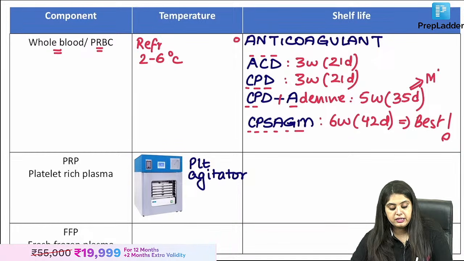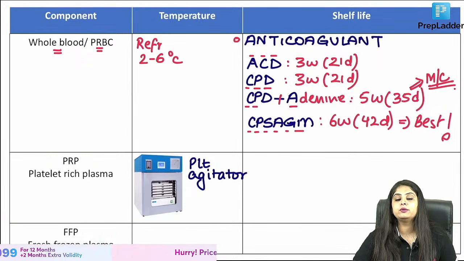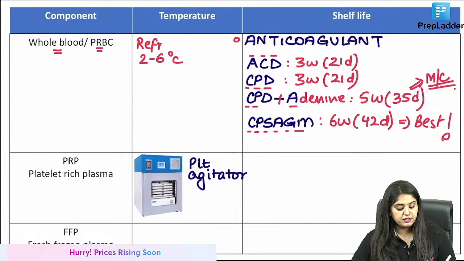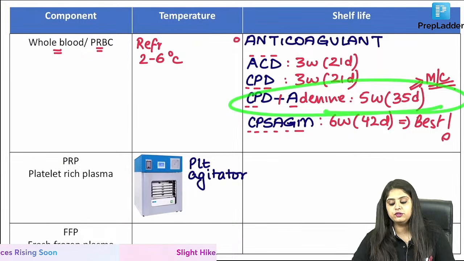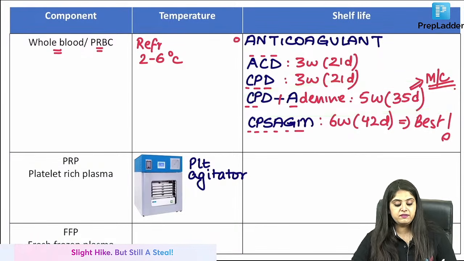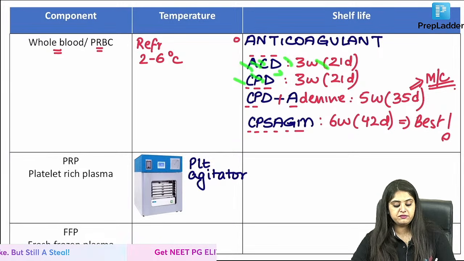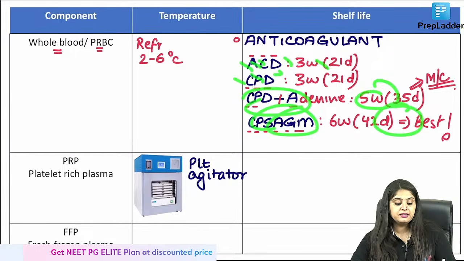So what we use most commonly in our blood banks is going to be CPDA. So we figured out something which is economical also and which is pretty good also. Okay with everyone, the 3 alphabets one keeps for 3 weeks, 5 for 5, 6 for 6. That is for red blood cells.